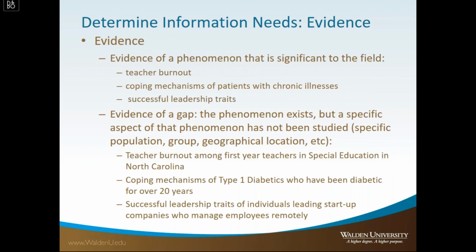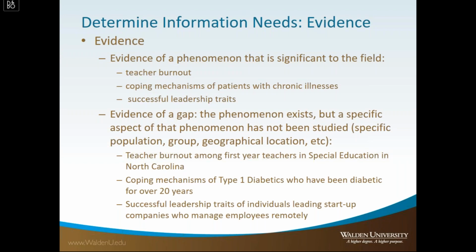So when it comes to evidence, when we are looking for evidence that a phenomenon is significant to the field, we'll be able to tell because there will be a lot of research on that topic. So when we were looking at drug use among teenagers or even drug use among high school students, we were still seeing a really large selection of literature, which tells us that this is a significant problem to the field. Some of the other topics that I've seen students look at are teacher burnout, coping mechanisms of patients with chronic illnesses, or successful leadership traits.